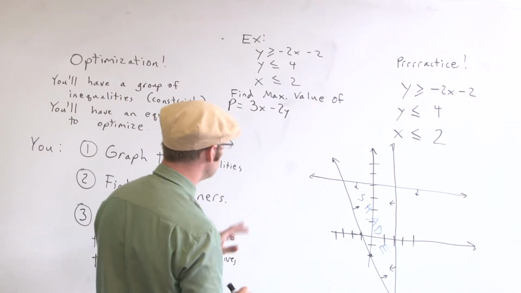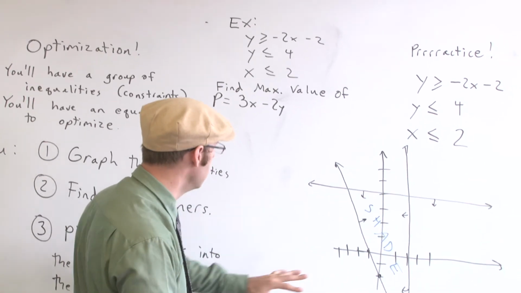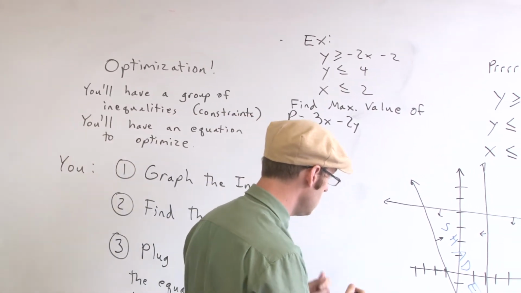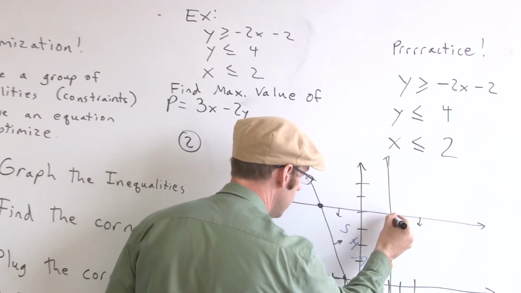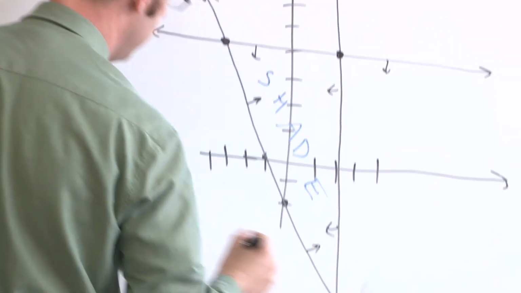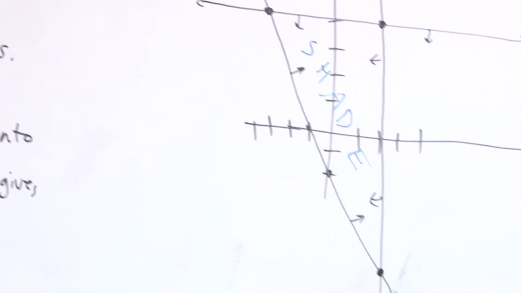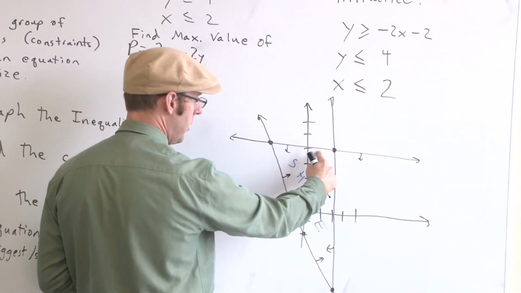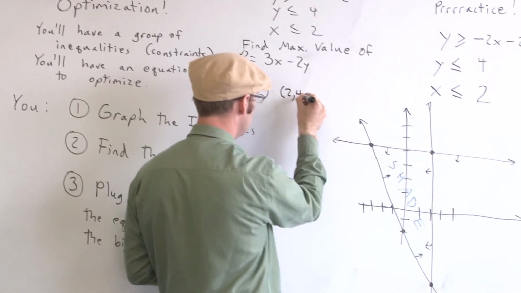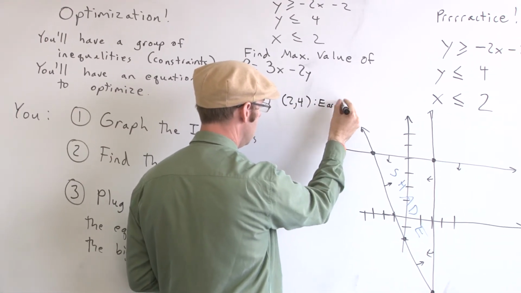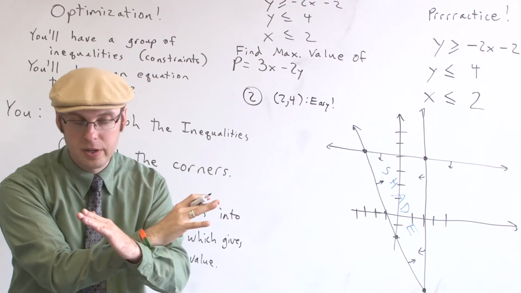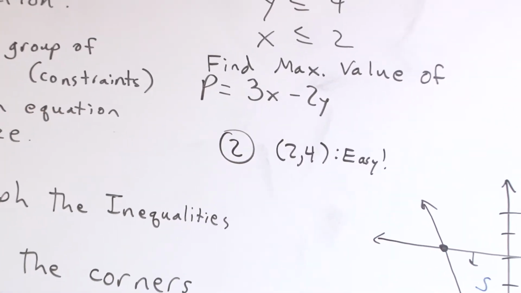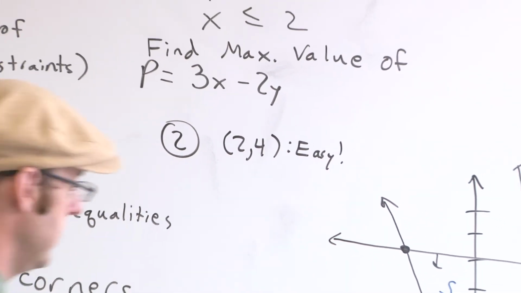So what I've got to do is I've already graphed it. Step 1 you've already done. Step 2, I need to find the corners. That's this guy, and that guy. One of them's pretty easy. This one is at 2, 4. Whenever I've got horizontal lines meeting vertical lines, those are easy corners to find. The other ones, however, I'm going to have to set equations equal to each other.